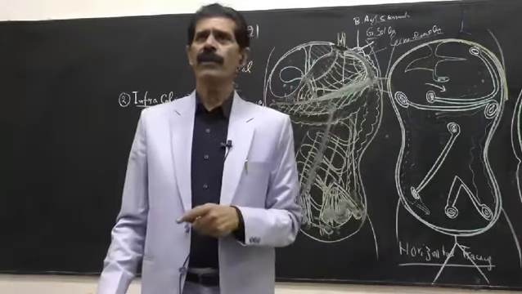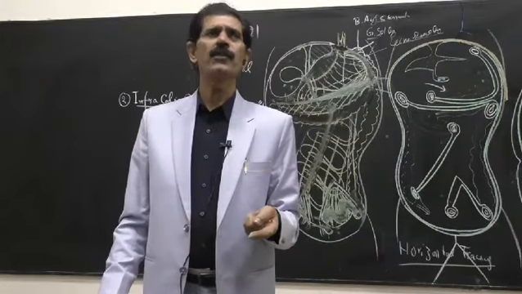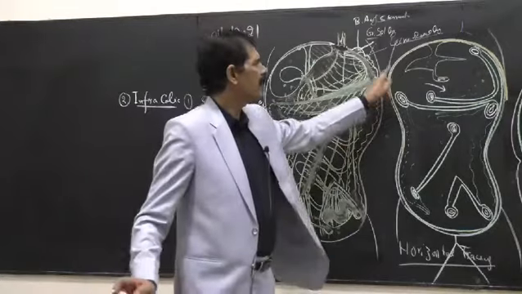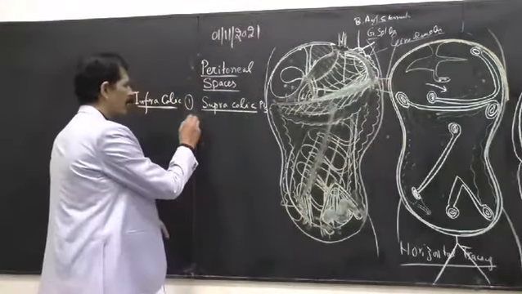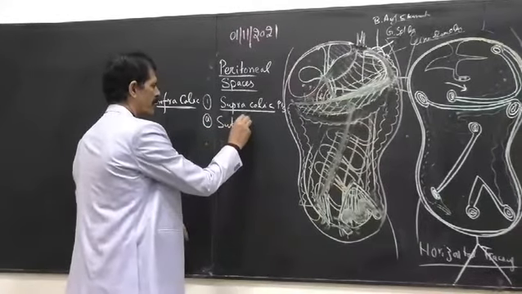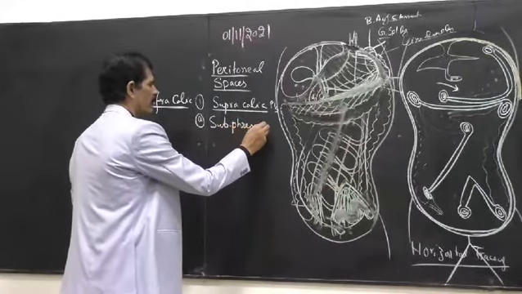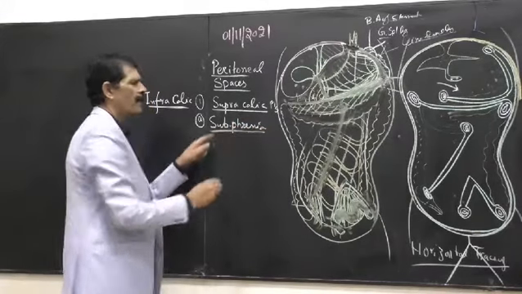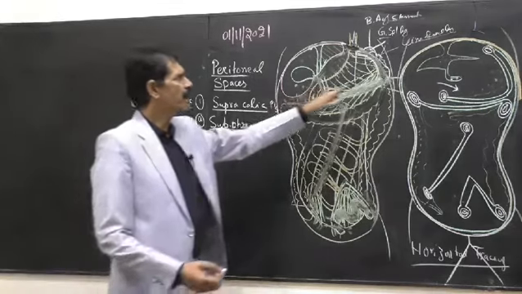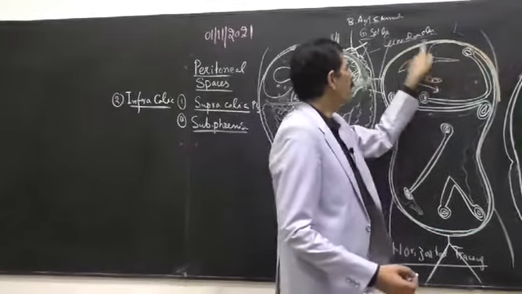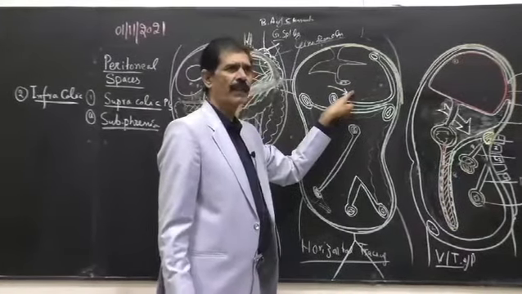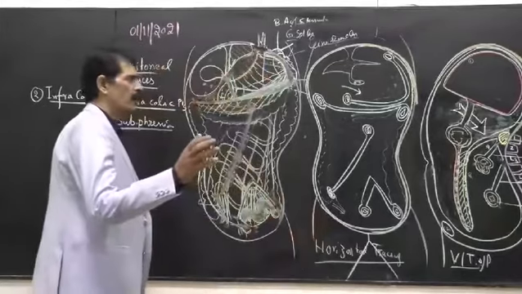So we have to enumerate. The question is also asked: enumerate the supra and infracolic peritoneal spaces. What spaces lie here? They are called supracolic. Number one, subphrenic spaces. Sub means below, phrenic means diaphragm. So this is the diaphragm, and below the diaphragm these spaces are called subphrenic.